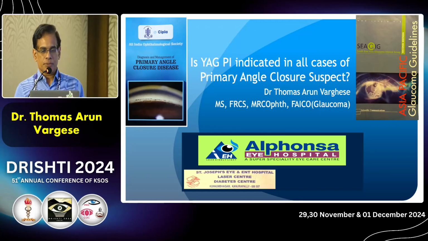Our previous speakers have spoken about angle closure glaucoma, its classification and imaging. The question I would like to address is: is YAG PI indicated in all cases of primary angle closure suspect?